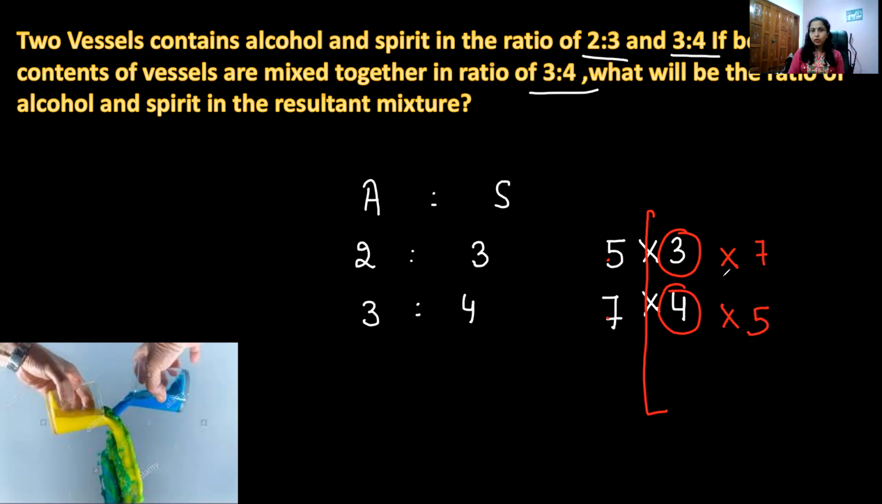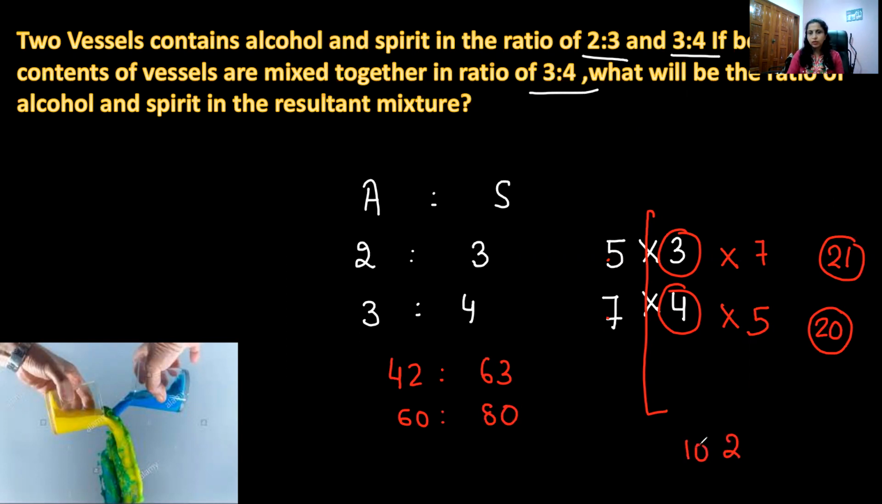So what we are going to do? We are going to multiply here by 21 and here by 20. So now what we have? Here we got 42:63 and here we got 60:80, and then we are going to add them. So this will be the resultant answer.